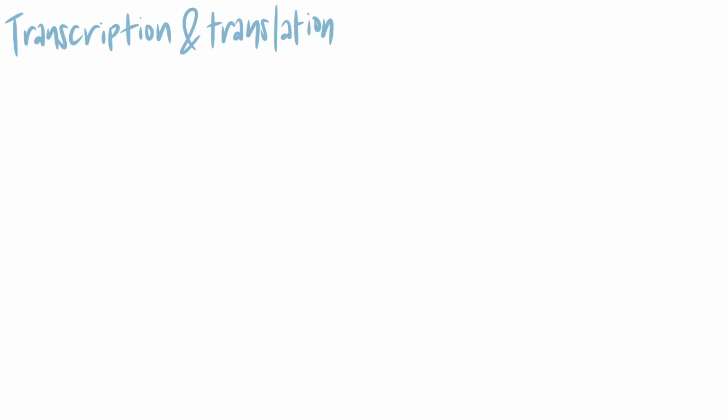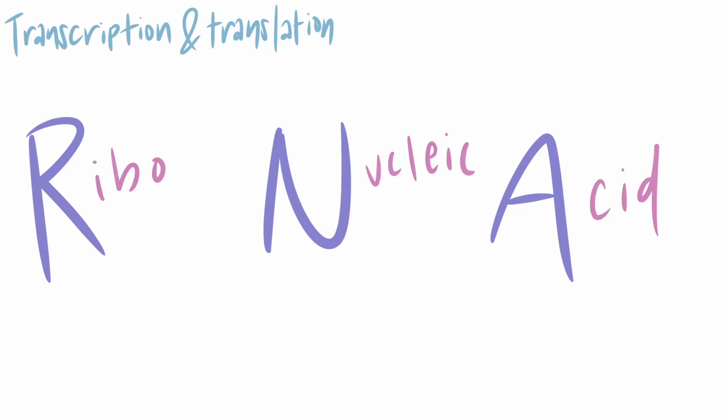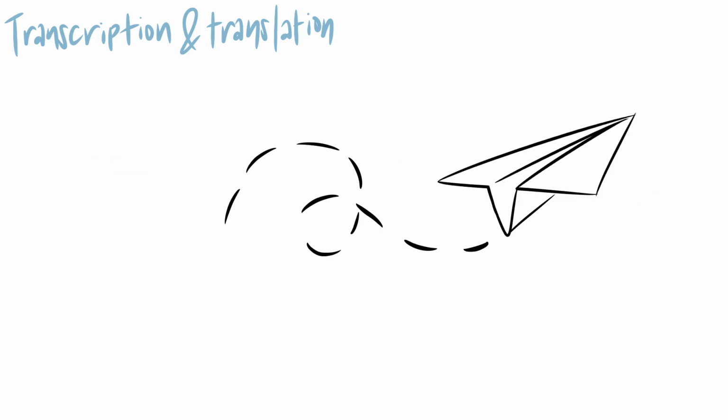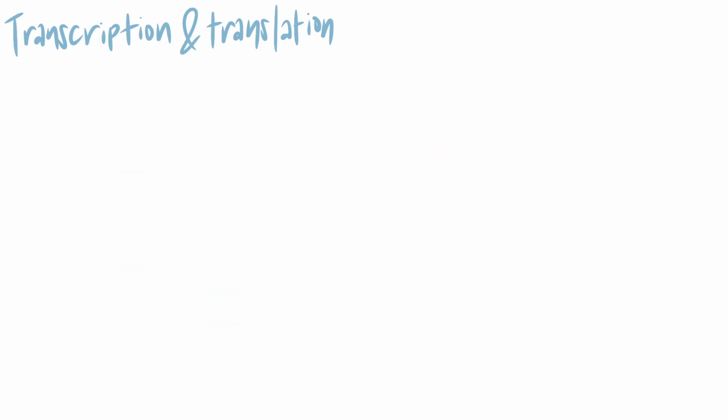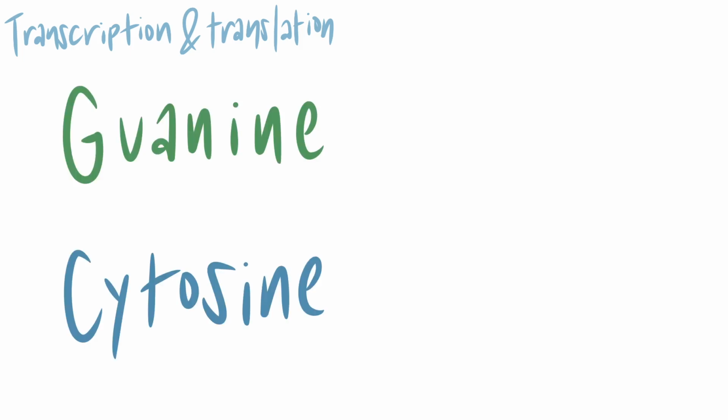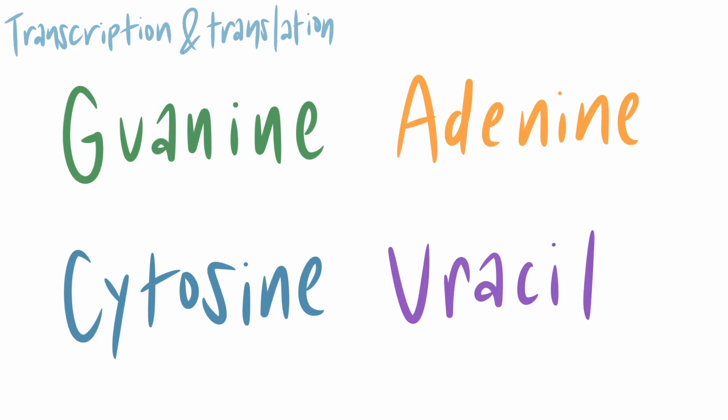And last, transcription and translation. An important part of transcription and translation is RNA. RNA stands for ribonucleic acid and acts as the messenger of information from DNA. RNA also has 4 nitrogen bases: G for guanine, C for cytosine, A for adenine, and U for uracil, which replaces the thymine in DNA.